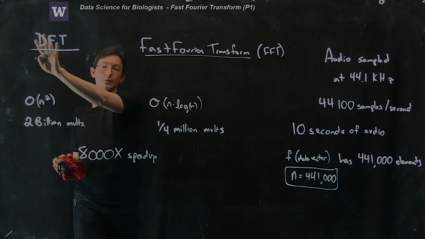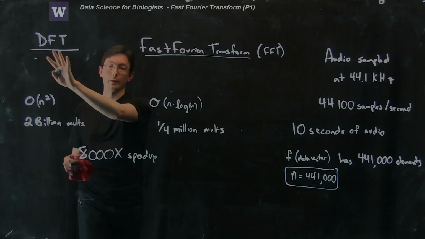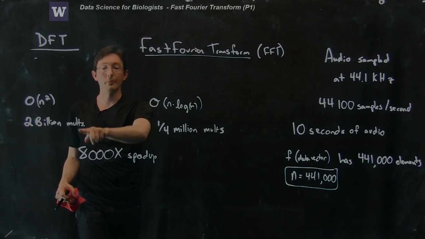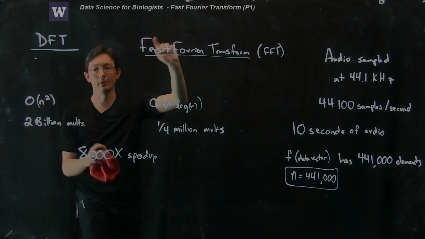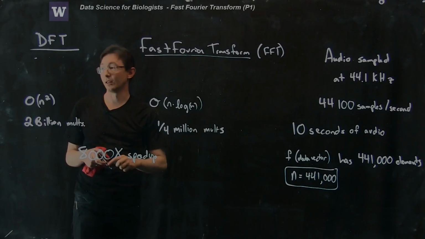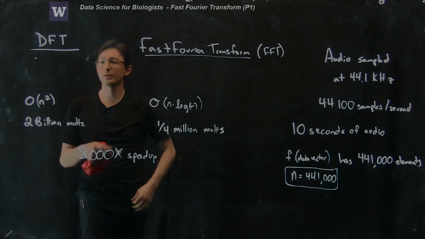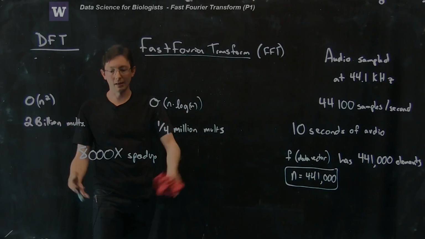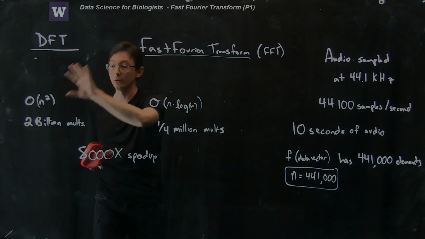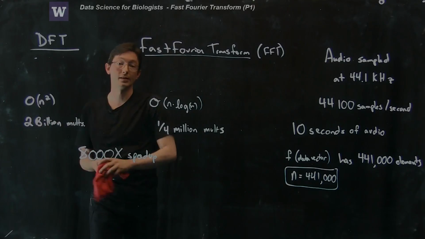If I had to do the DFT, the discrete Fourier transform, this big matrix, it would be extremely expensive. But now that we have the fast Fourier transform, we can do this 8,000 times faster for this 10-second clip of audio. Okay, so cell phones, iPods, satellite TV, all of this wouldn't work without the fast Fourier transform because it would be too expensive to code and decode the signals.